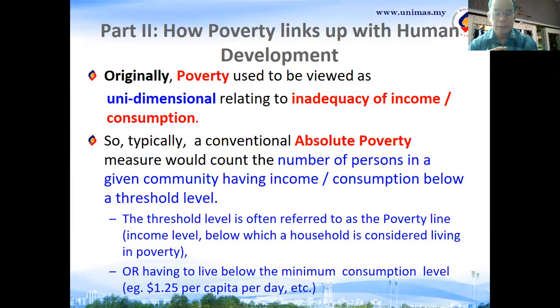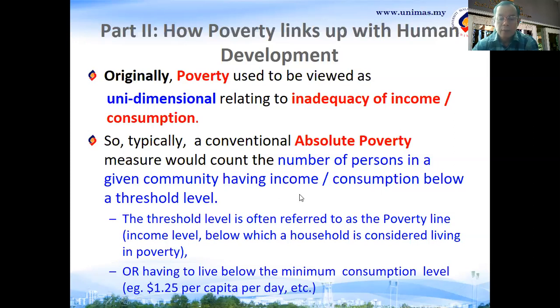So originally in the past, as I said, development has been measured mostly by looking at income or consumption. At the same time, poverty also used to be viewed as unidimensional, relating to the inadequacy of income, or not enough consumption. If you lack income, if you lack consumption, you are considered as living in poverty. So typically, a conventional absolute poverty measure would count the number of persons in a given community having income or consumption below a threshold level.